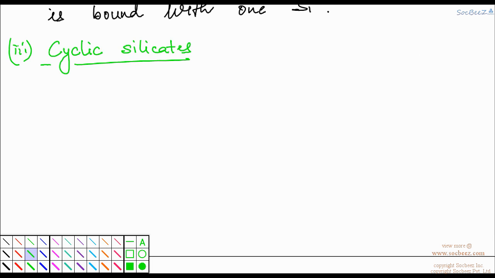Okay, so now each tetrahedral unit is used to form cycles. Okay, the structure is something like this. There are two common well-known compounds. The compounds are Si3O9 6- and Si6O18 12-. These are two well-known cyclic silicates. The structure of these are as follows. Okay, the first compound, it looks something like this.